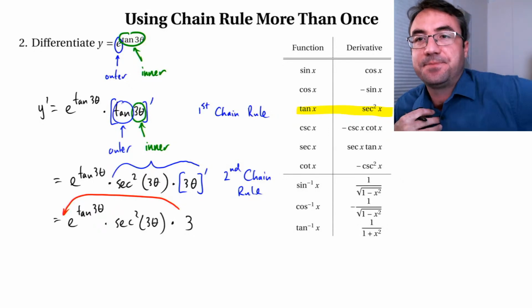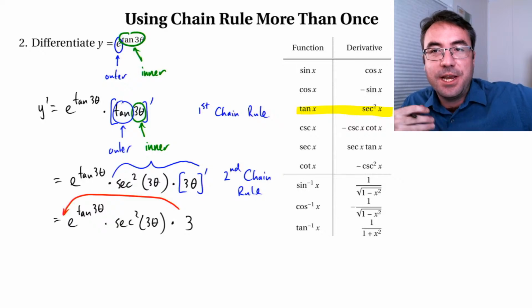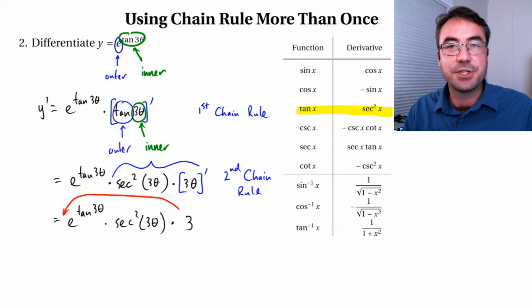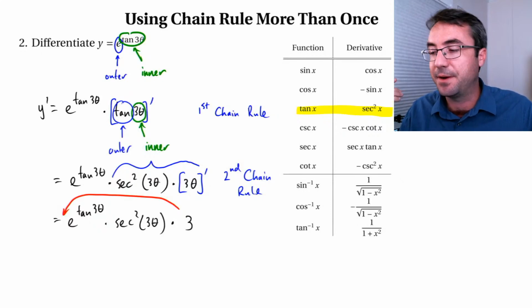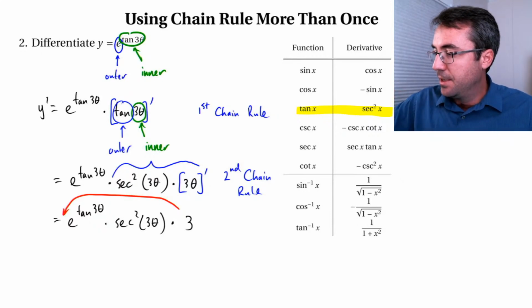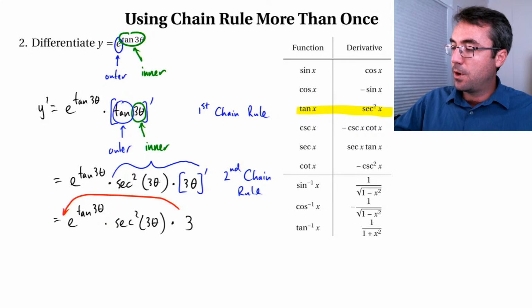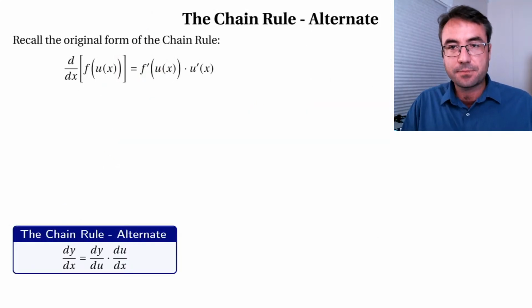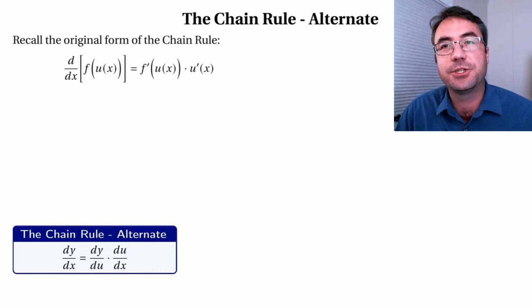All right. So chain rule, we can just keep working our way through the function, keep applying the chain rule until eventually we get to something that we can just do. Like in this case, 3 theta. All right. One more alternative version of the chain rule. And it's more of a shorthand notation.